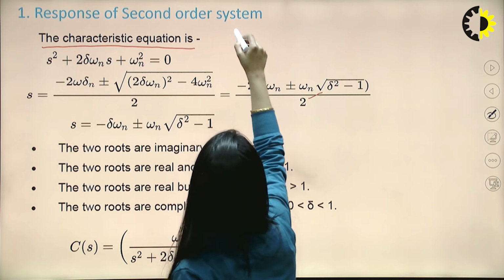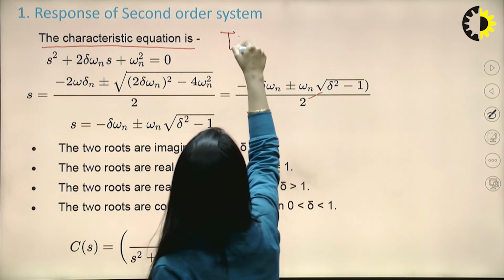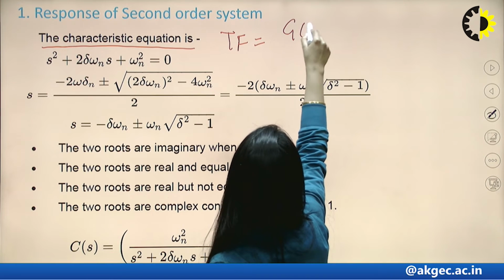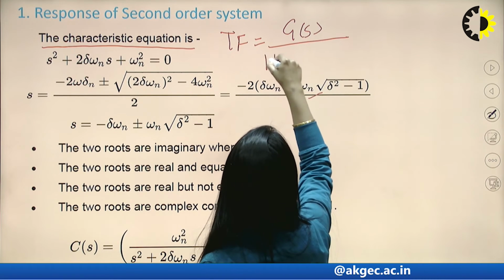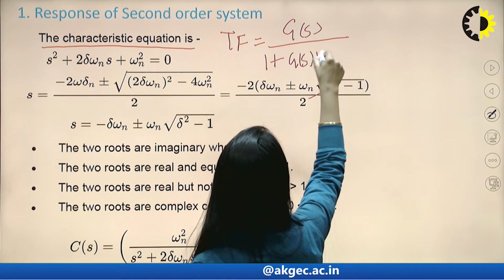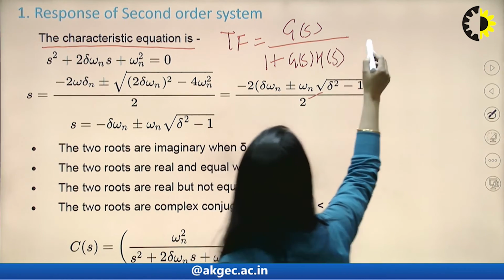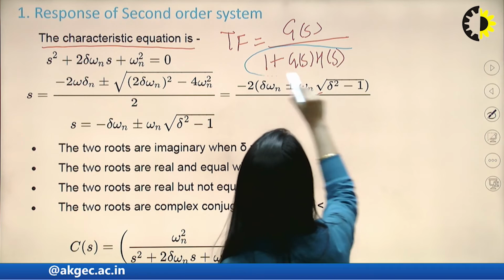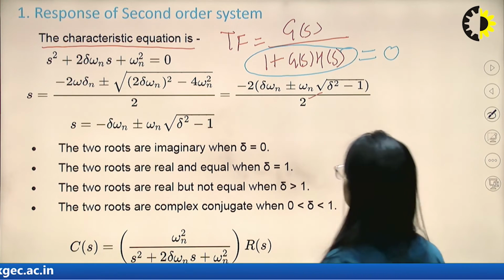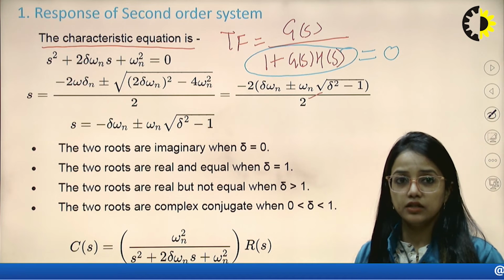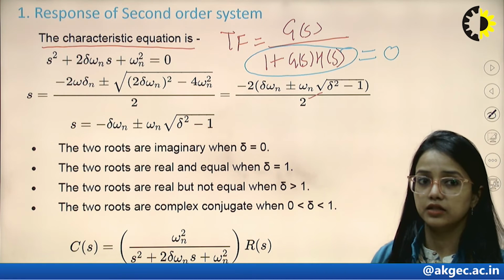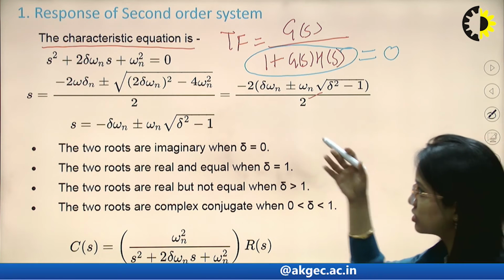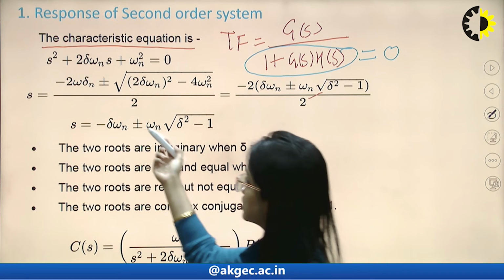Now characteristic equation is nothing but, let me write, the transfer function of a negative feedback system will be G(s) upon 1 plus G(s)H(s). So characteristic equation means the denominator equated to 0. The denominator equated to 0 is nothing but the characteristic equation. So from here, let us study more upon these variables.